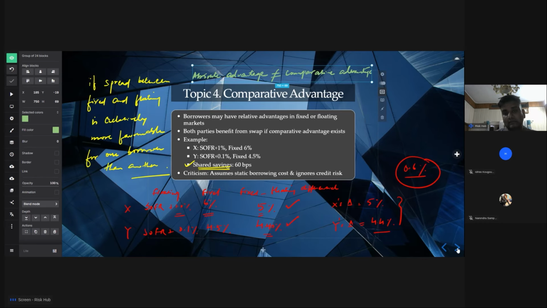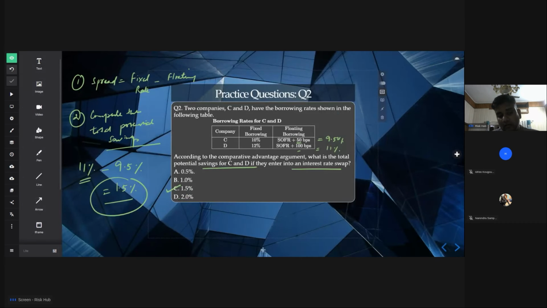So what is happening here when you look at C? In the first case, if you look at SOFR plus 50 bips, C has 9.5, and then SOFR plus 100 bips or 12, C has 11%. If you stop here, it looks like C has the lower opportunity cost in both. But if you try to do a comparative advantage, that doesn't happen. Because ultimately you are not looking at the party with the larger absolute advantage, which is C. With 2% in the fixed versus 0.5% in the floating, it should specialize in the market where its advantage is biggest.